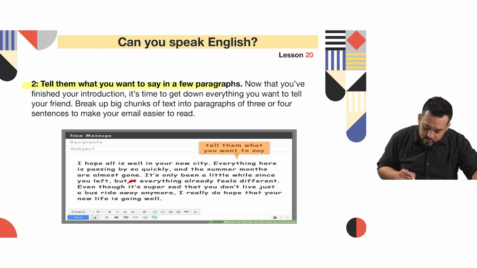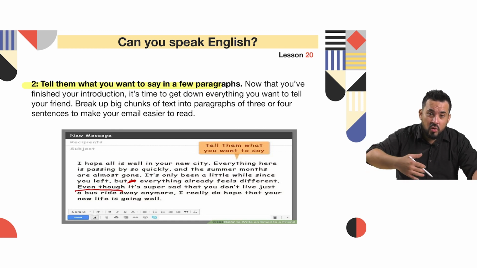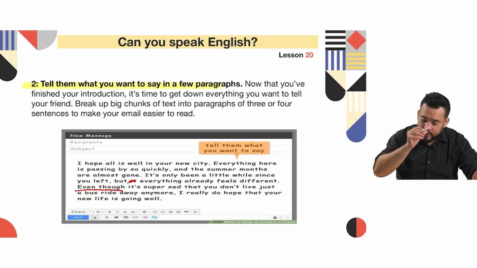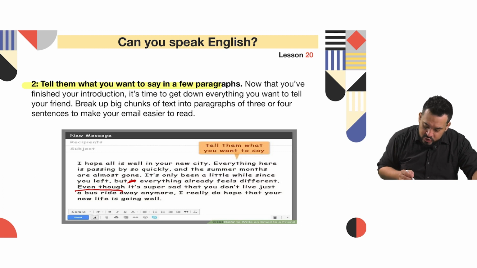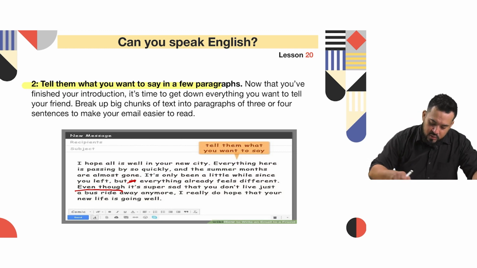Even though, remember even though, we talked about even though, it means the same as though, although, in spite of, despite of, same family. Even though it's super sad that you don't live just a bus ride away anymore, I really do hope that your new life is going well. Okay, so this is just a sample email. I didn't write this, but it's fine.